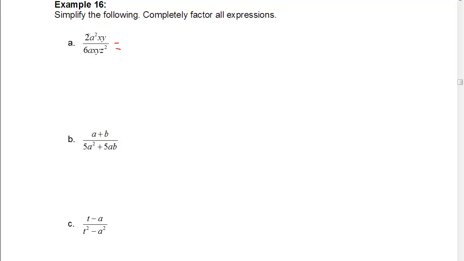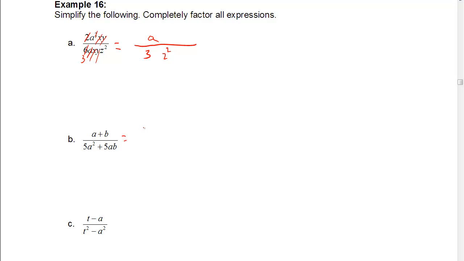So we have 2 over 6. Those can reduce to 1 over 3. A squared over a, so maybe we'll start writing the answers. We're going to be left with 3 in the denominator. A is gone in the bottom and left in the numerator. X and x, well, those can cancel to 1. Y and y cancel to 1. And we're left with z squared in the denominator. So that's all we have left for that one.